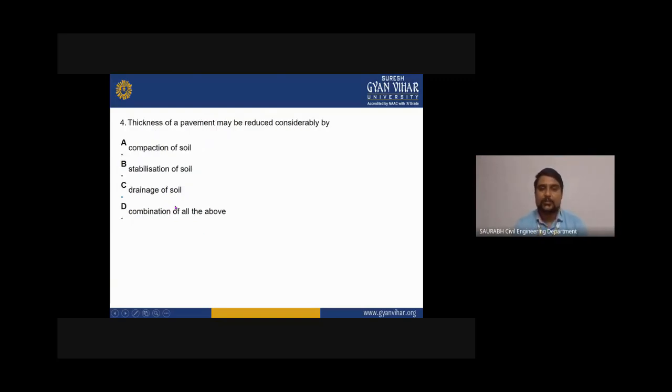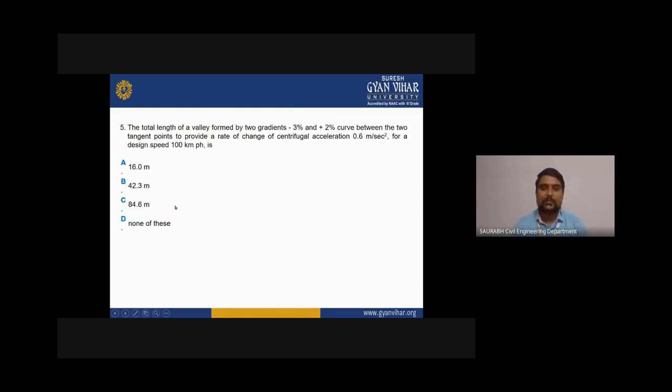Now come to the next question. Thickness of pavement may be reduced considerably by: compaction of soil, stabilization of soil, drainage of soil, combination of all of the above. This is also a very important question. The right answer will be D, combination of all of the above. Compaction of soil, stabilization of soil and drainage of soil are all responsible in the thickness of the pavement design.